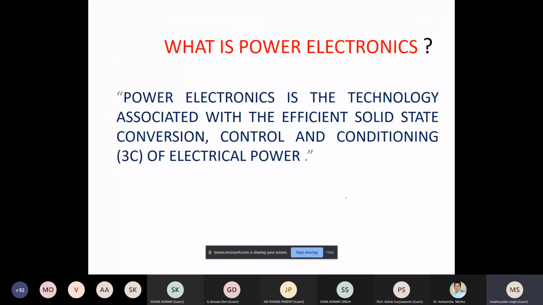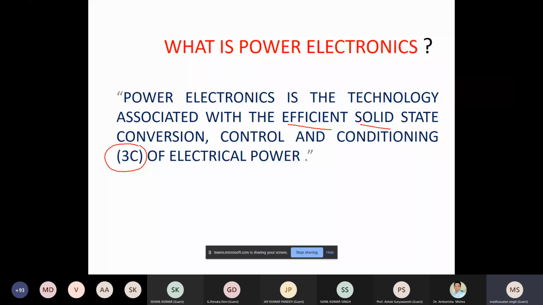Well, so let me tell you what exactly we mean by power electronics. Power electronics is a technology associated with efficient solid state conversion, control, and conditioning of electrical power. So for power electronics, we refer to 3C. 3C means conversion, control, and conditioning. By conversion, we mean conversion of one form of electrical power to another form. Maybe you have an AC power, you want a DC power, fixed DC power, or variable DC power. So that's the job of power electronics.